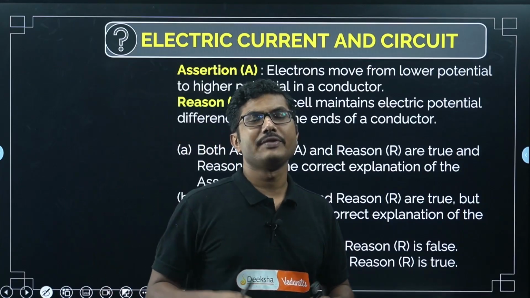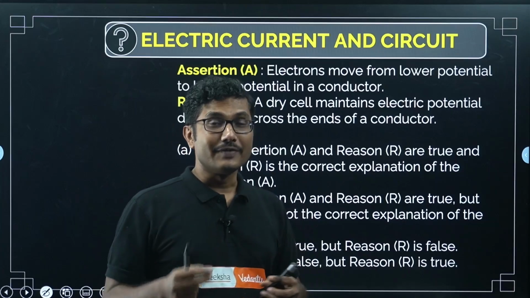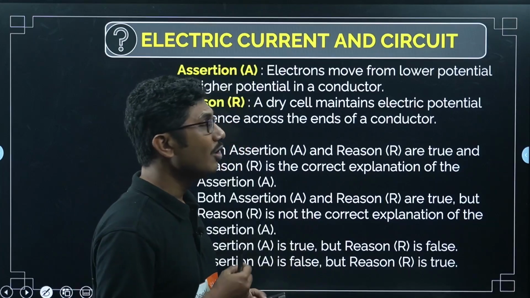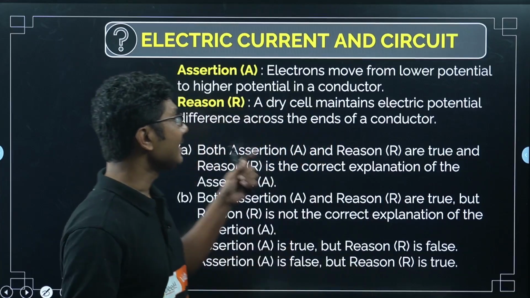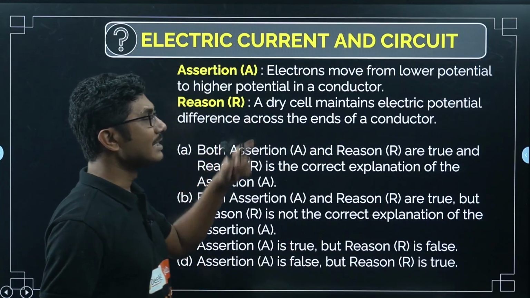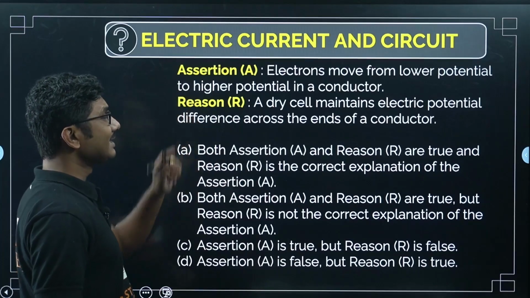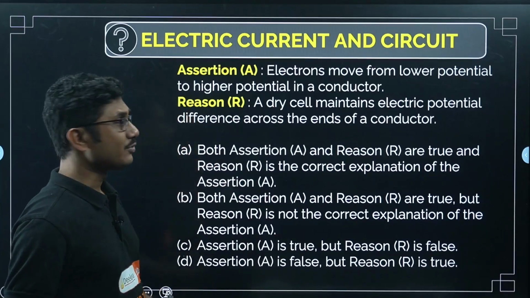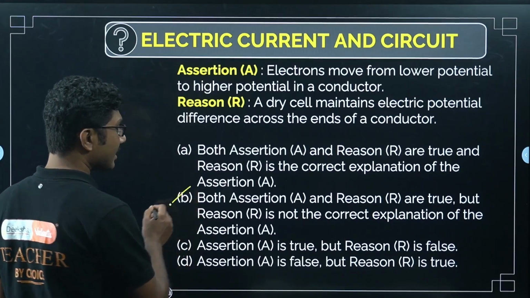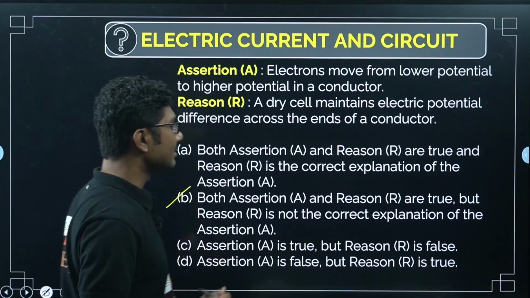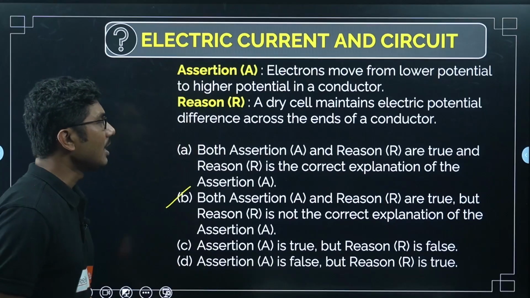Electrons can move even if it is not a dry cell, if it is any other cell, if it is an electrolytic cell, even if it is a single electron also, it can move from lower potential to higher potential. So nothing is there as reason. Both of the statements are correct, but this reason is not actually a reason. So the correct answer is both assertion and reason are correct, but the reason is not the correct explanation for the assertion, right? So this is the correct answer.